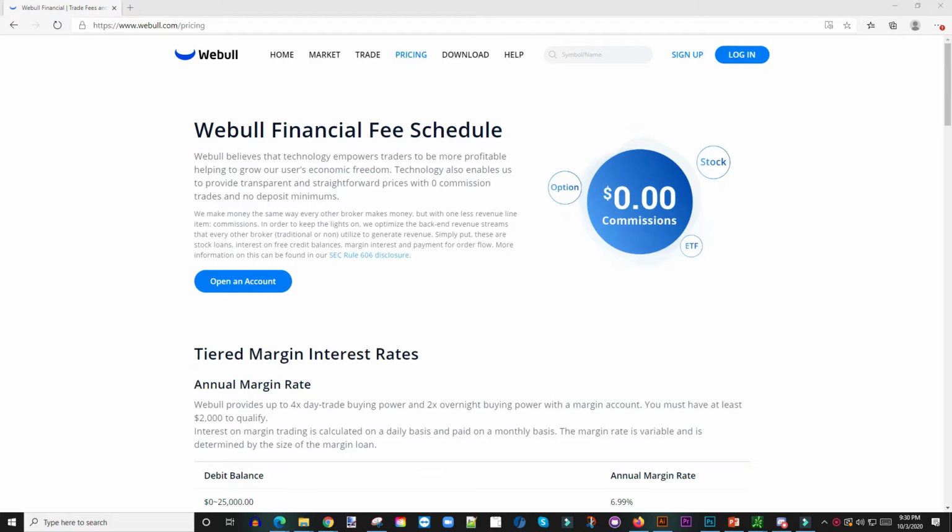In today's video we are going to take a look at all the different fees on the WeBull platform. I know WeBull is a commission free platform when you trade options, stocks and ETFs, but there's other areas on the platform where you can get charged a fee depending on what you are doing. So we're going to take a look at that in today's video.